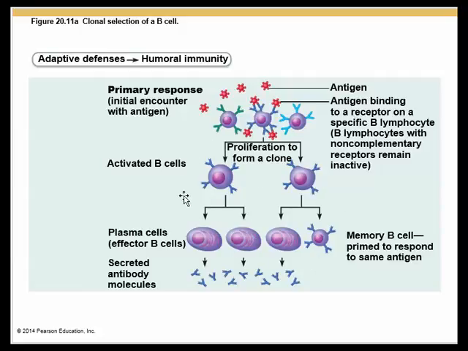But that does happen. And then they start to clone out and proliferate. They're going to create lots and lots of twins. Some of those twins, those clones, again, are going to become plasma cells, the effector B cells, kicking out all that antibody. And a small subset will become those memory B cells. And these will respond if we see that antigen ever again.